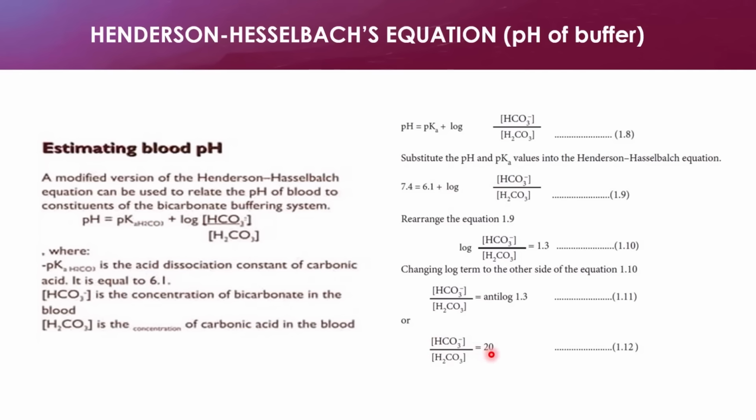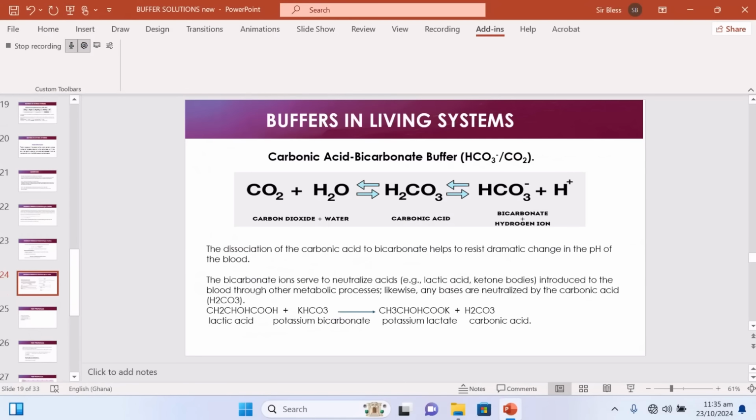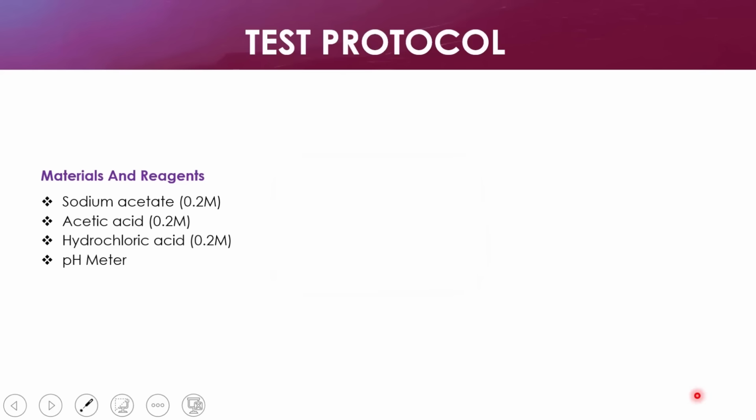A standard solution of 0.2 molar sodium acetate, 0.2 molar acetic acid, and 0.2 molar HCl will be given to students, and working solutions to be prepared in 40 ml. Dilute each standard solution given to 0.1 molar concentration in 40 ml using the equation C1V1 equals C2V2.